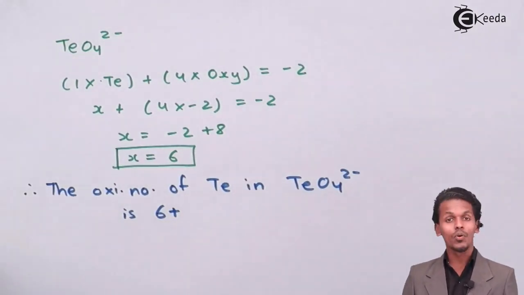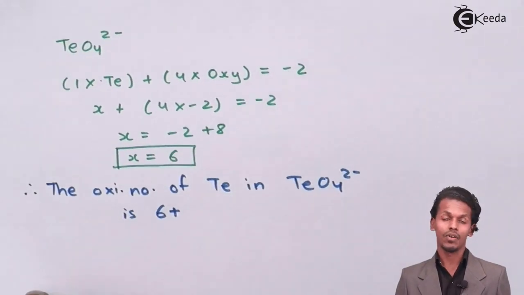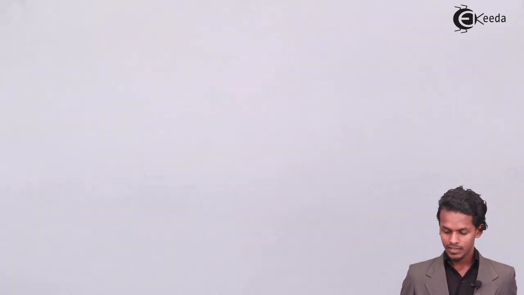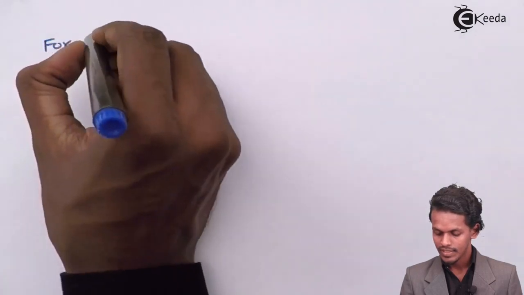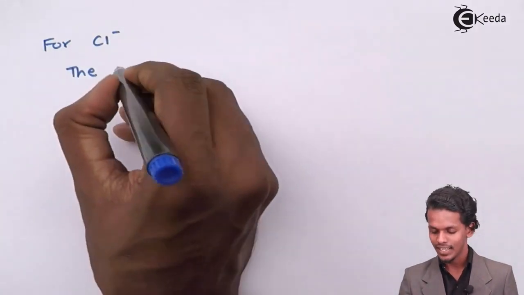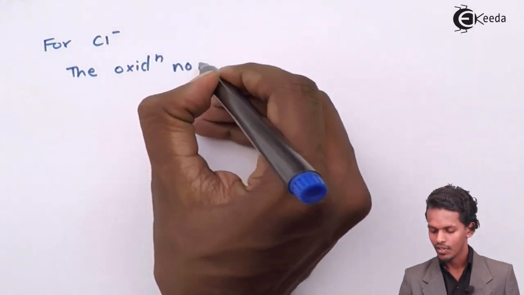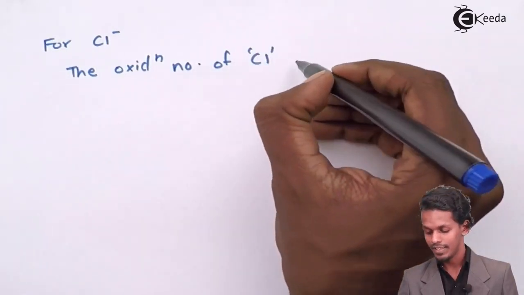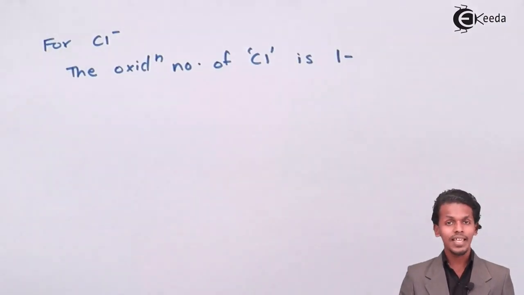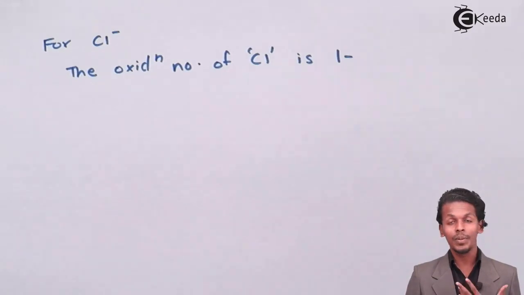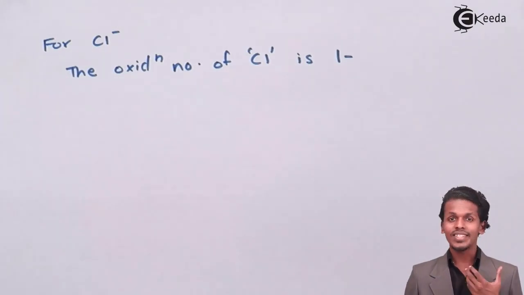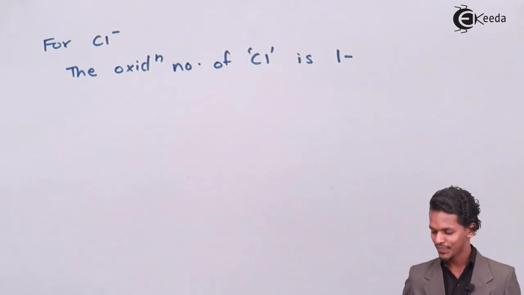And ultimately, when I talk about the chlorine ion which is present on the product side, for Cl minus, it has been clearly mentioned that the oxidation number of the Cl atom in this case is 1 minus. So by this, I have eventually determined the oxidation number of the atoms which are present in the molecules. So let us see whether the reaction is a redox reaction or not.